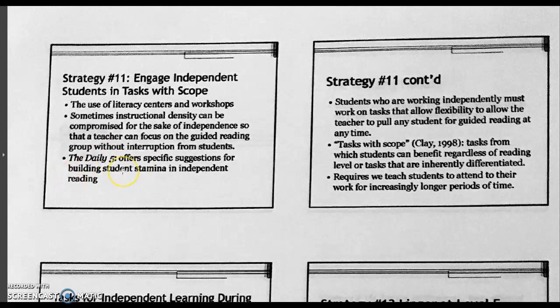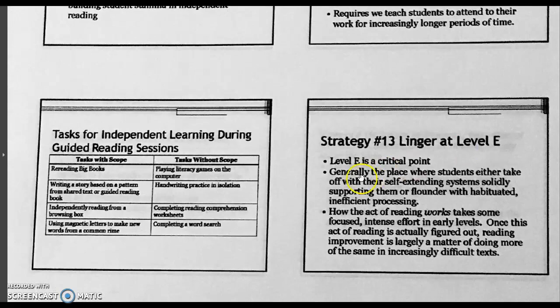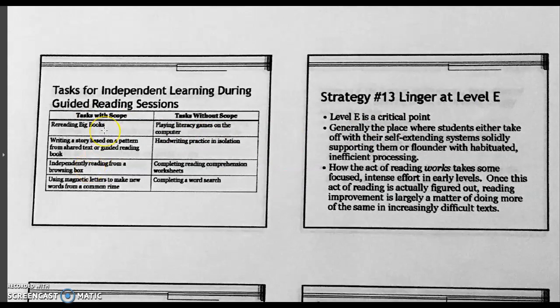The Daily Five, if you're not familiar with that, offers some really good specific suggestions for building students' independent reading stamina when they're reading on their own while you're meeting with guided reading groups. What we really want when we say tasks with scope is from Clay. It's tasks from which students can benefit regardless of their reading level, and where the tasks themselves are differentiated inherently. And it really requires kiddos to attend to the work that they're doing independently for longer and longer periods of time. So some examples of tasks with scope: rereading big books.